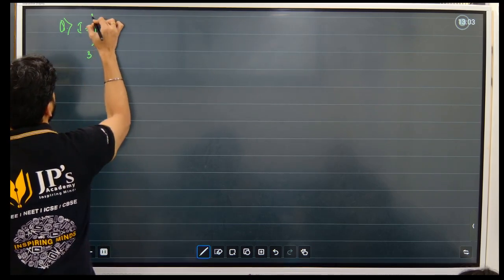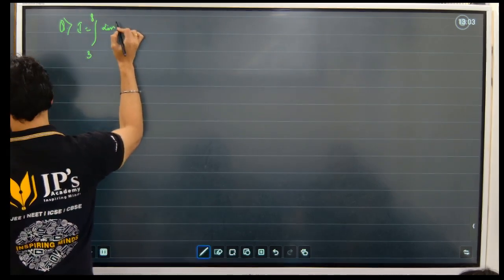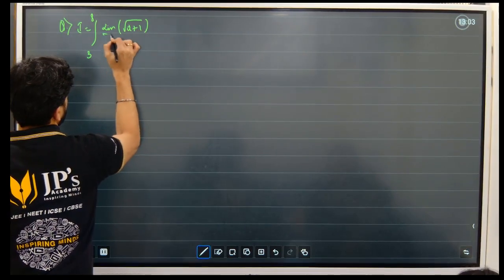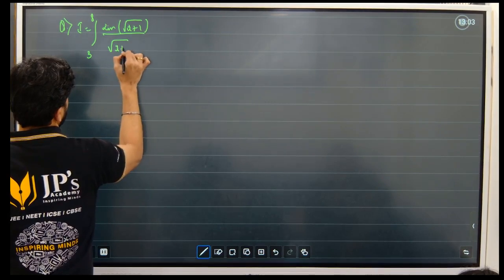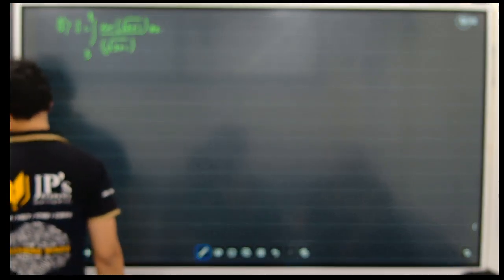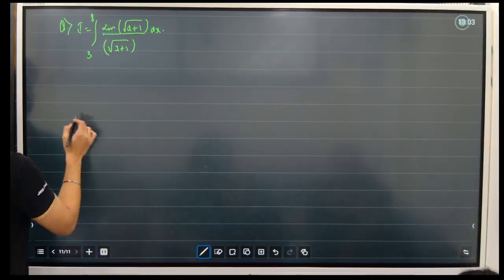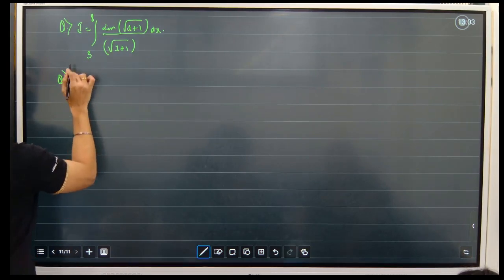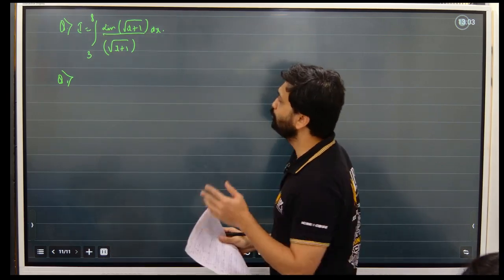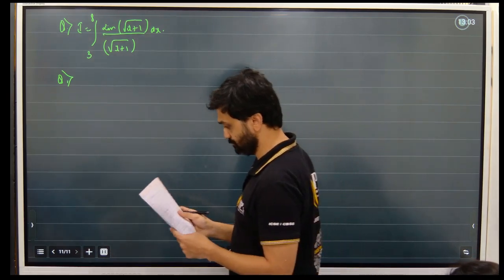I want you guys to try this sum at home. Just tell me the first step. How will you solve this? Very good. Root x plus 1 as t, you will get the answer. Lovely.